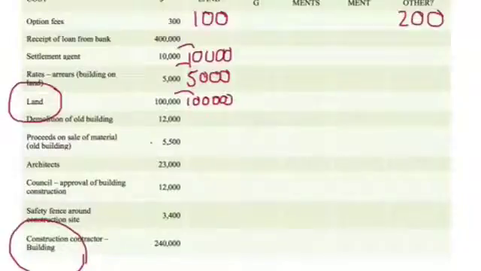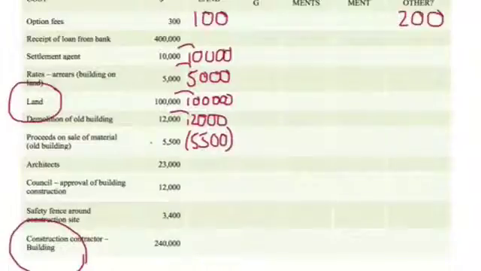The demolition of the old building is part of the cost of the land, because it is to get the land in the condition that is suitable for you. Okay, the proceeds on the sale of the material from the old building will be set off against the cost of the land, because it reduces the cost of the land. And I think that's all the costs that relate to the acquisition of the land. So we'll then total that, and it should add up to 121,600, and that is the initial cost of the land.